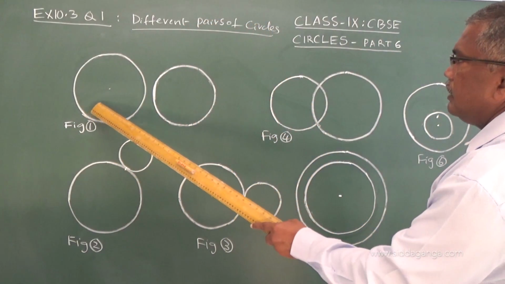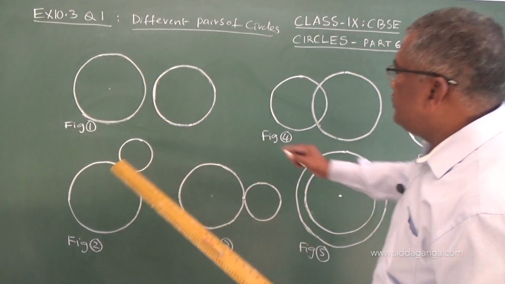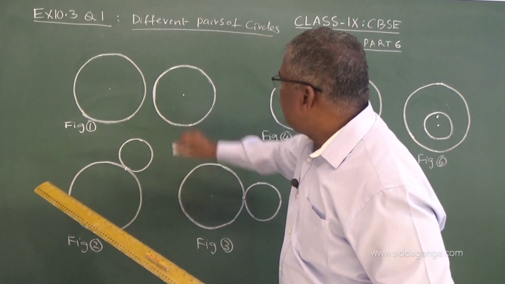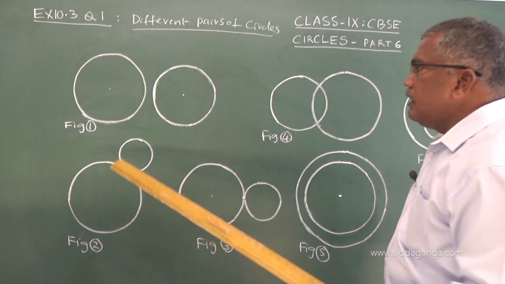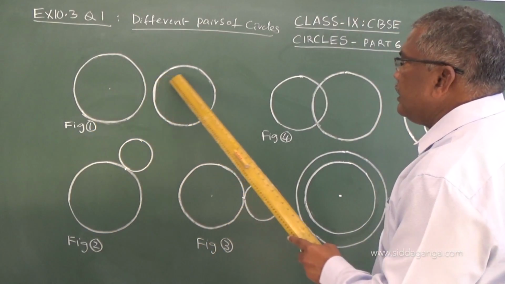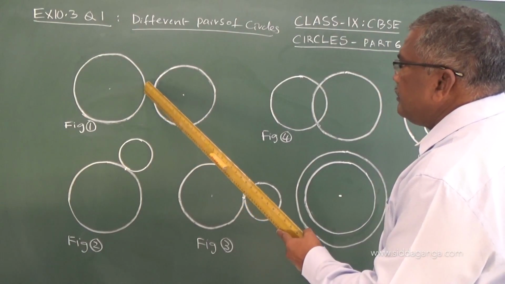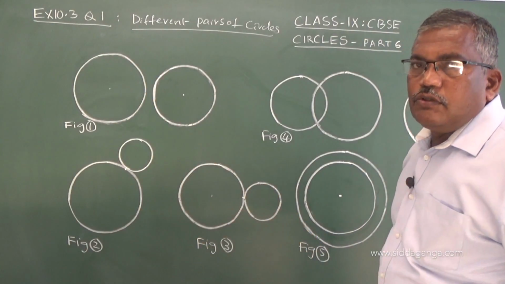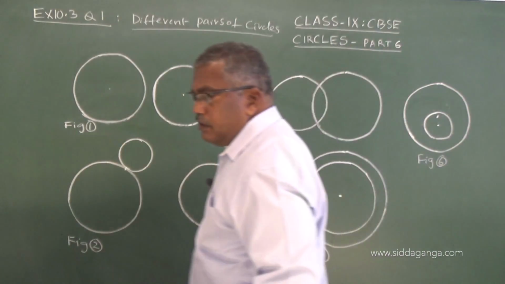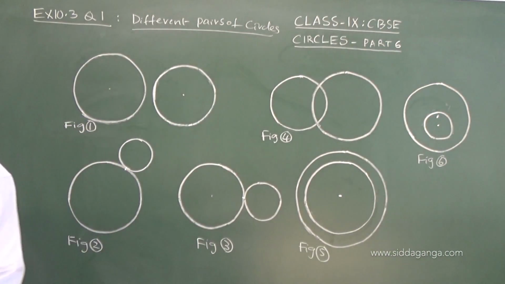Figure 1, two circles side by side. For this figure, there is no common point between this circle and this circle. So that should be your answer. There is no common point. Better you note down the diagrams.